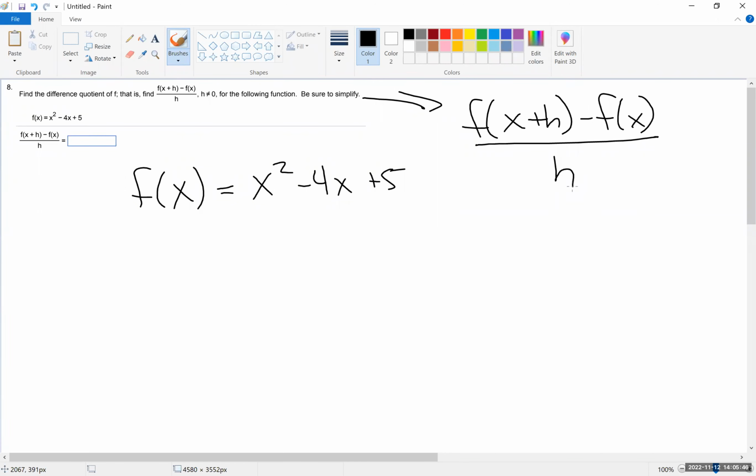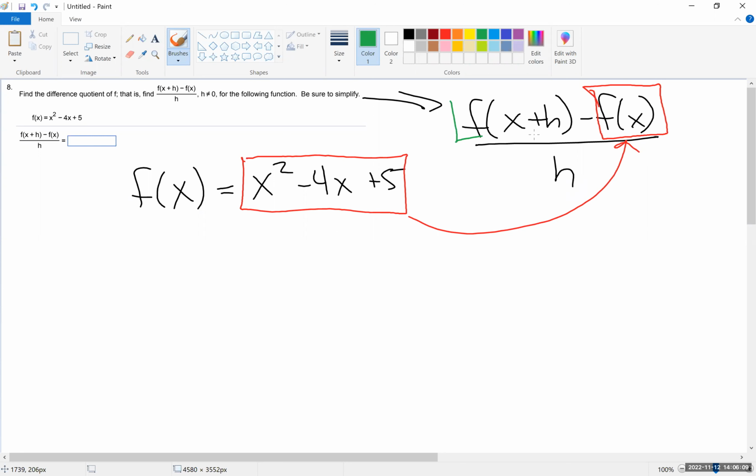This is problem number 8 on the review that you're given. I like to color code things here. This f of x right here, we know what it is because the problem told us, so we can substitute f of x into this formula. The one thing that we don't know here is f of x plus h. So that's what we need to find.